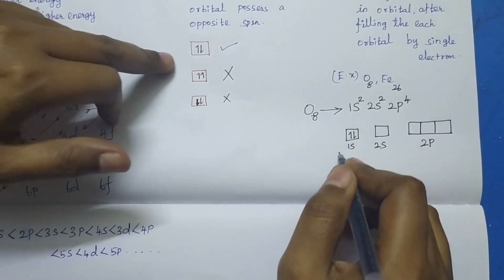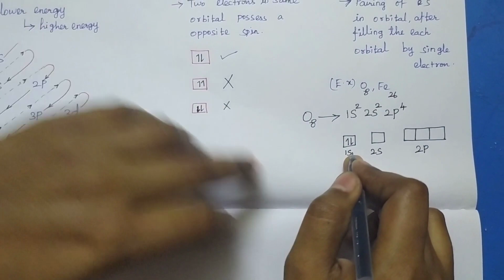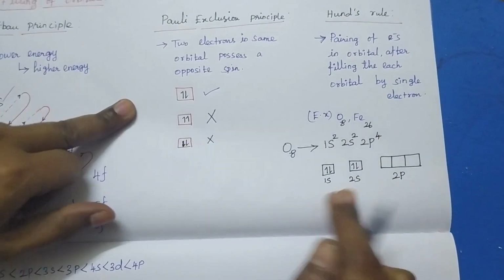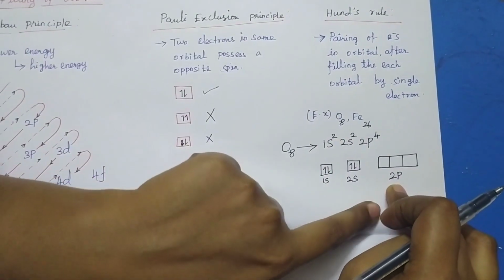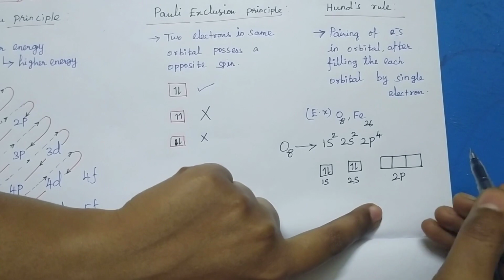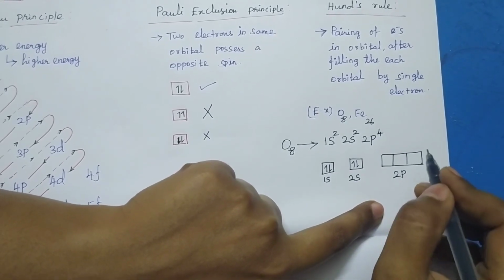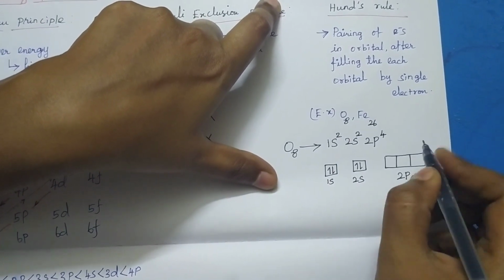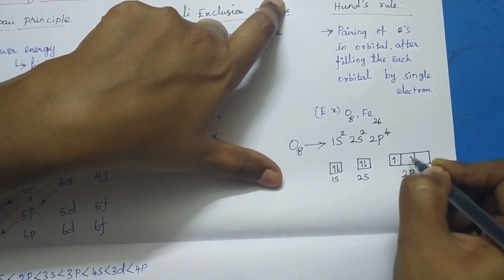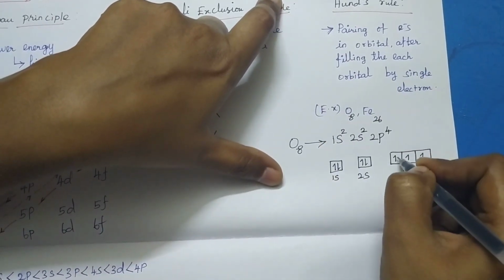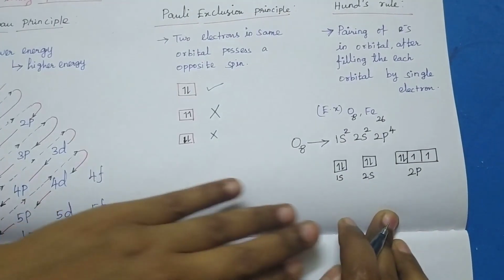Here we have included the Pauli exclusion principle also. Then 2s2, opposite spin, I have arranged. Now here we are going to apply Hund's rule. How many electrons are there? 2p4. So for the 4 electrons, how do you arrange them? First, for each orbital you should give a single electron, 1, 2, 3. Then only you can pair the electron. This is Hund's rule.